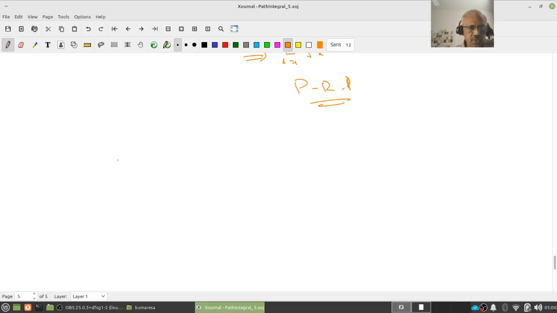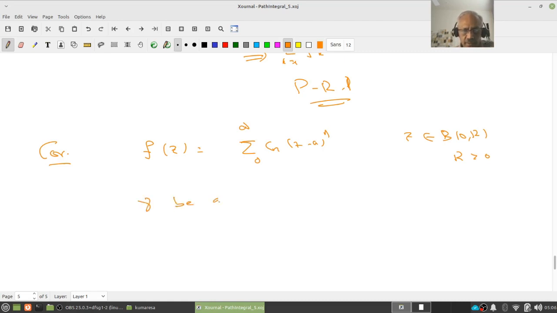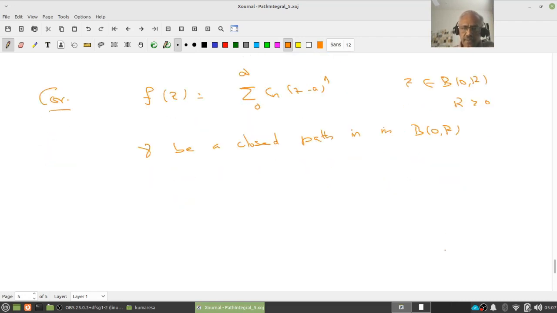Right? So as an immediate corollary, let us assume my f of z is, let us say, the sum of Cn (z minus a) to the power n from 0 to infinity. This is a convergent power series with a positive radius of convergence R. Let gamma be a closed path in B(a, R).